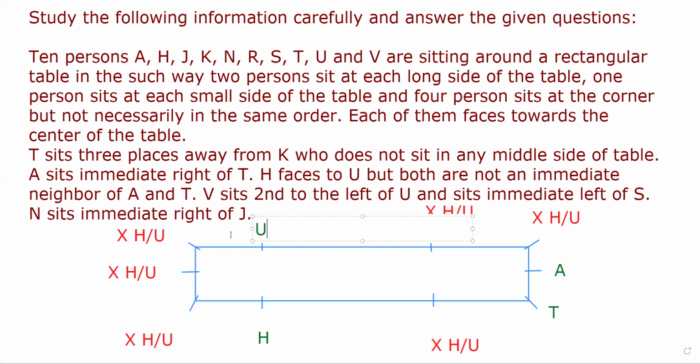H and U places are done. So I have already put the place for H and U, A and T. Already H, U, A and T. Four positions are done. Correct?